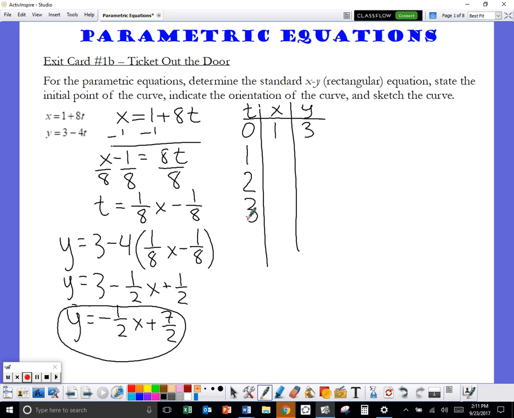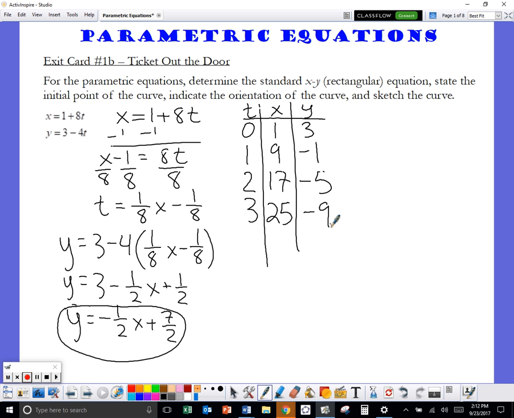Plugging in t equals 1, x equals 9, and y equals negative 1. Plugging in 2, we now have that we're up to 17 for x, and y is 3 minus 8, which is negative 5. When we plug in 3 for t, then we get 25 for our x value. And when we plug in 3 for t in the y equation, we get 3 minus 12, which is negative 9. We now have points, and we can sketch the curve.